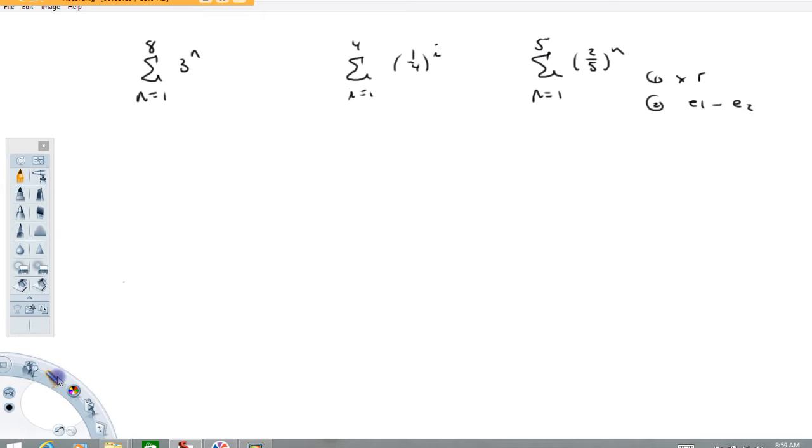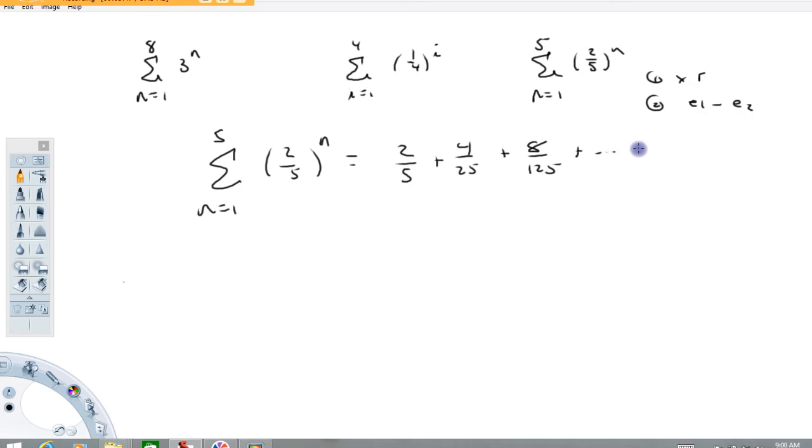All right, so looking at the sum, n equals 1 to 5 of (2/5)^n. And again, I'm going to write out a few terms here. So that's going to be 2/5 plus 4/25 plus, if I put a 3 here, 2 to the third is 8 over 5 to the third is 125, I believe. 5 squared, 25. Yep. Plus, okay, that last term is (2/5)^n.